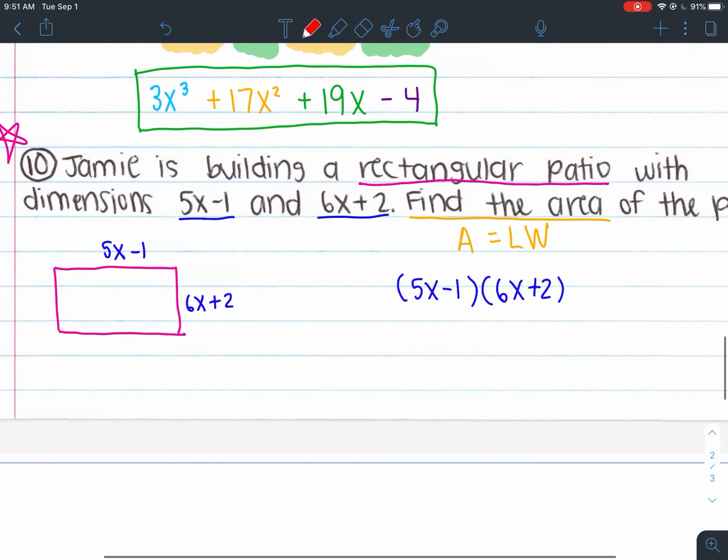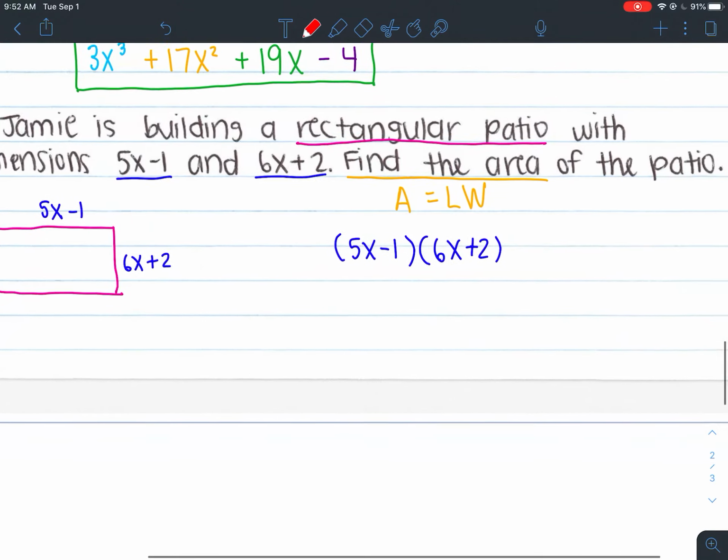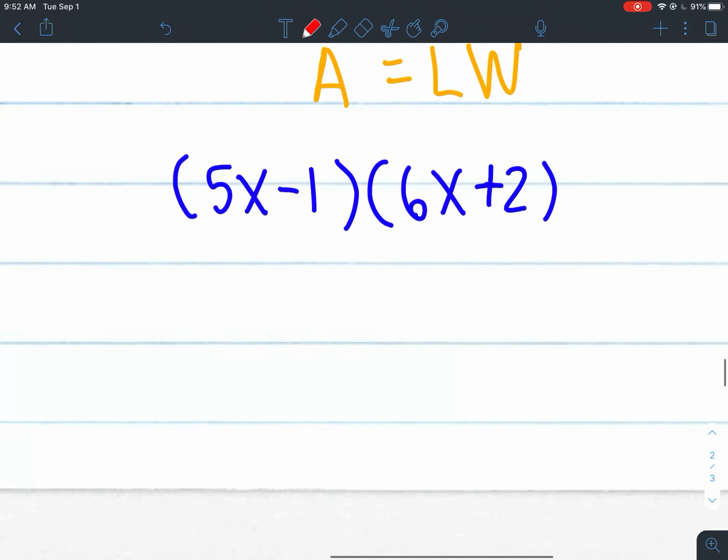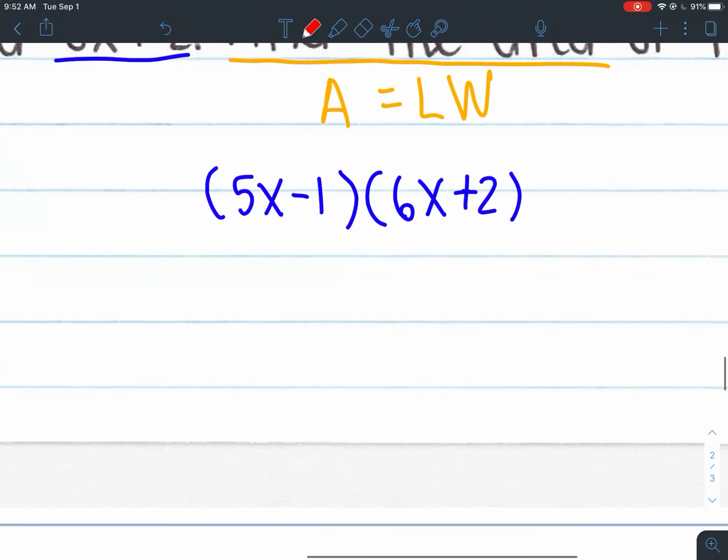So let's start over, right? We have a rectangle that gives us the length and the width. We're asked to find the area. To find the area of a rectangle, you do length times width. So that is why I have 5x minus 1 being multiplied to 6x plus 2. Remember, parentheses mean multiplication, so I don't have to write a multiplication sign in between. I know they're being multiplied. So we're going to go ahead and multiply these out.